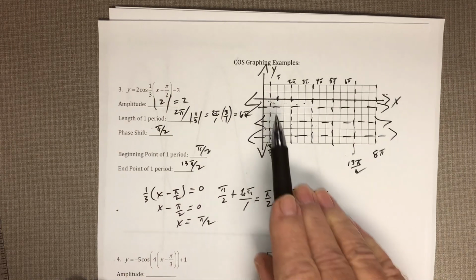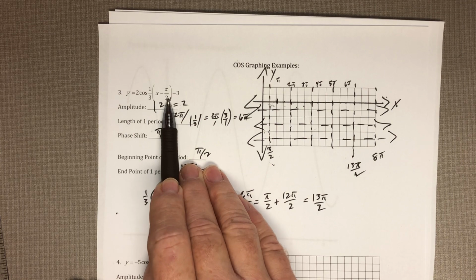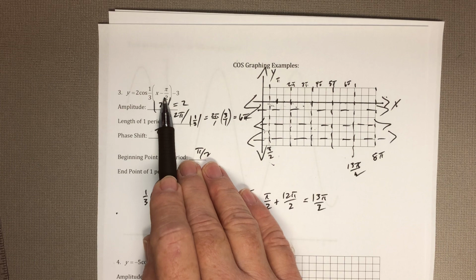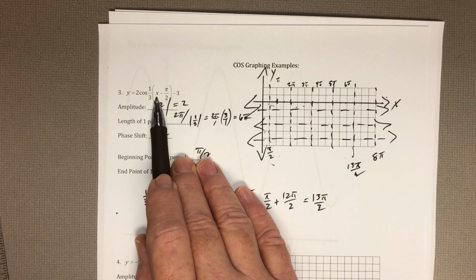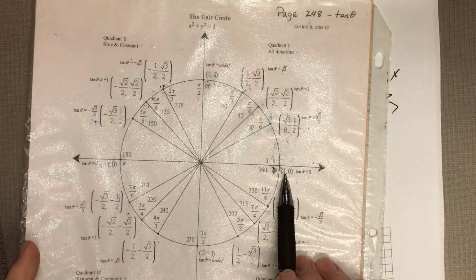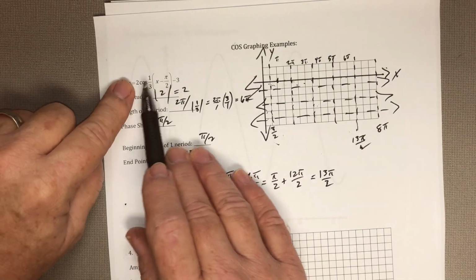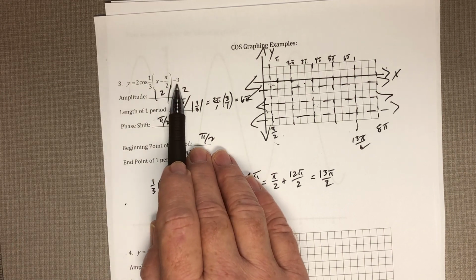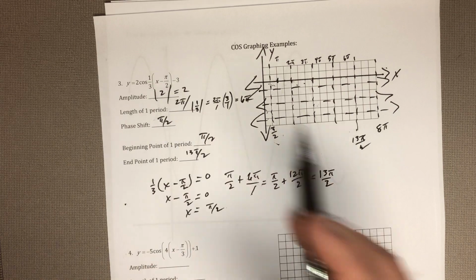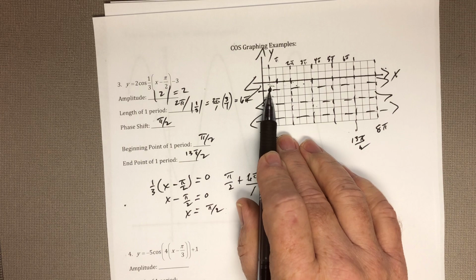Now I'm going to start at pi over 2. If I put pi over 2 in here, pi over 2 minus pi over 2 is 0, and then 0 times 1/3 gives me 0. And the cosine of 0 is 1. The cosine is the x-coordinate, 1. So I would do 2 times 1, which is 2, and 2 minus 3, which would be -1. -1 would be that point right there. So when you input pi over 2, you get out a -1.